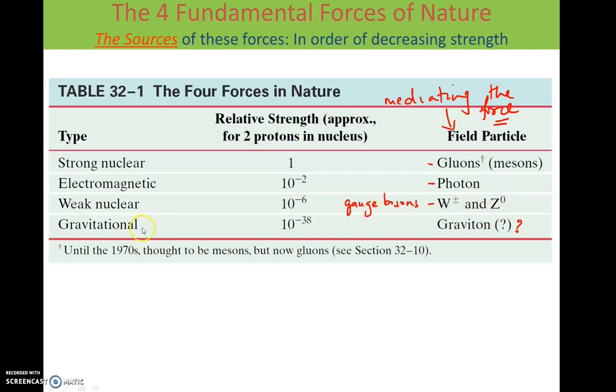And then you have the gravitational force, and the particle that we believe is responsible for gravity to work is the graviton, and we are still looking for it. Okay. So these are the fundamental forces and the particles that are responsible for the interaction.